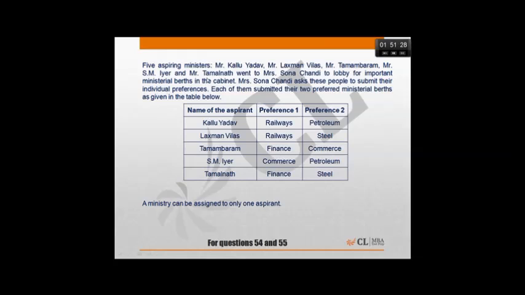Okay, 5 aspiring ministers, Mr. Kallu Yadav, Mr. Lakshman Vilas, Mr. Tamram, S.M. Iyer and Mr. Tamalnath went to Ms. Sona Chandi to lobby for important ministerial berths in the cabinet. She asked them to submit their individual preferences. Each of them submitted their 2 preferred ministerial berths as given in the table below. A ministry can be assigned to only one aspirant. So you have railways twice, petroleum twice, steel twice, finance twice. So 5 ministries, each one given as 1 or 2 preferences by each of them.